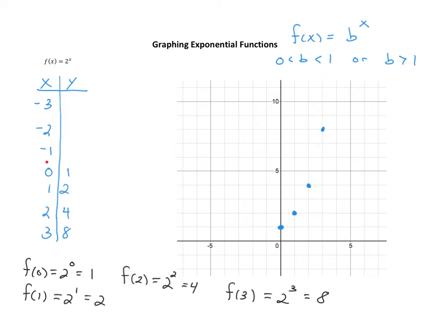Now, what about these negative x values? So let's start with, I guess, maybe what's f of -1? That's 2 to the -1. A negative exponent means you take the reciprocal of that number. This is really a half, or if you'd like, 0.5. In either case, at -1 you get 1/2. So that's right about there.